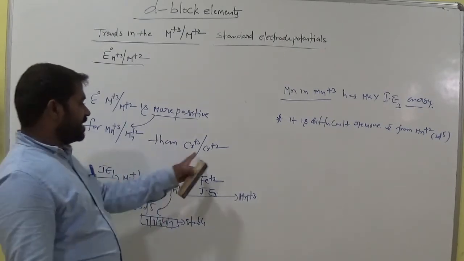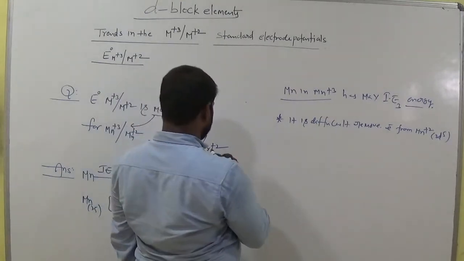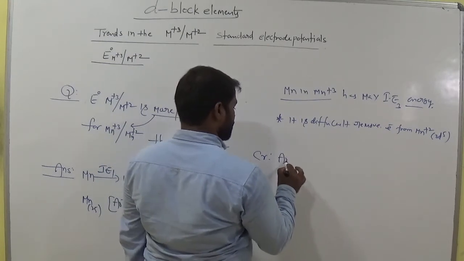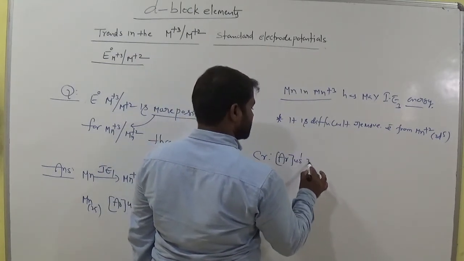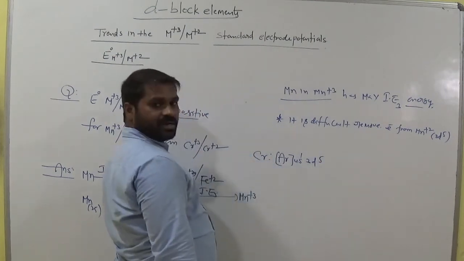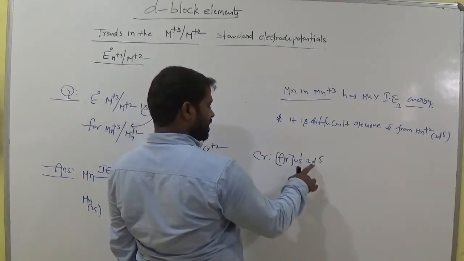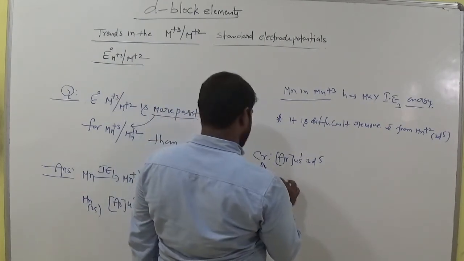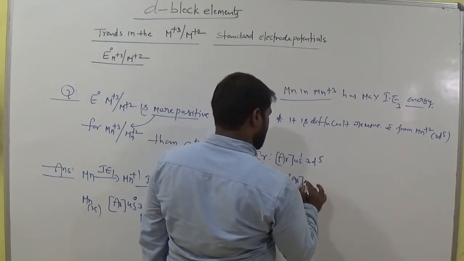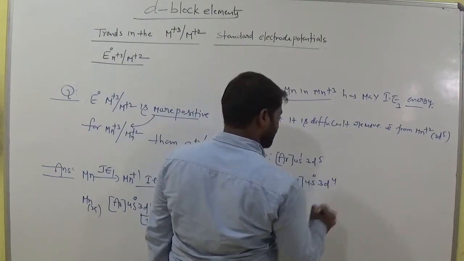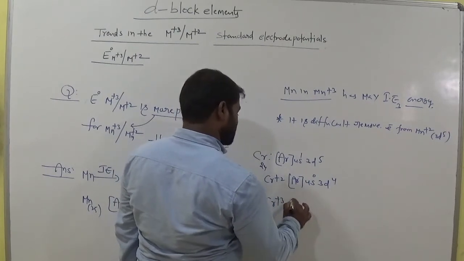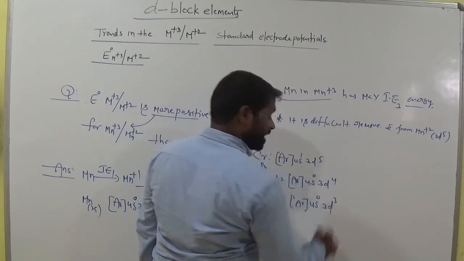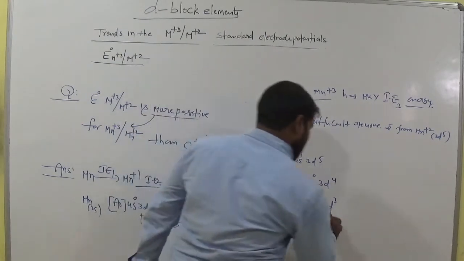Okay, Cr+2. Why? Because it has a lower value. If you observe chromium, atomic number 24, the configuration is argon 4s1 3d5. So chromium+2 means argon 4s0 3d4, and chromium+3 means argon 4s0 3d3, am I right?